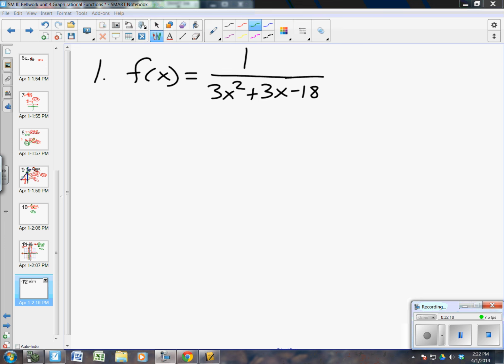Okay, you guys, this is problem number 1 on the assignment. It asks you to identify the vertical asymptotes, x-intercepts, and the horizontal asymptotes. So, how many of you guys set the denominator equal to 0? I heard at least one group. This group over here realized that they could factor a 3 out of that.